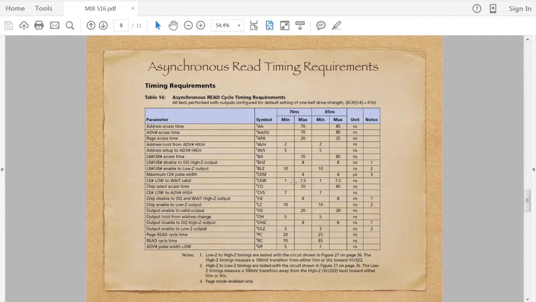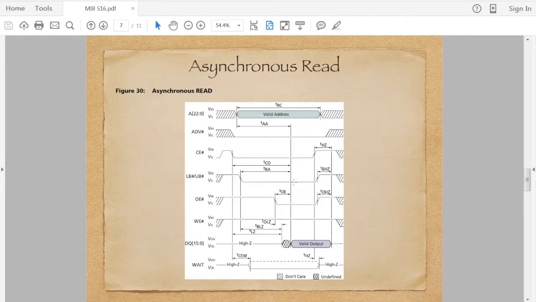Again, the timing is the same, so we assume worst case we have an 85 nanosecond part. So the overall read cycle, TRC on the top, is 85 nanoseconds. That means you have to wait at least 85 nanoseconds after you've asserted the chip enable and the read to make sure that you get the data you want.